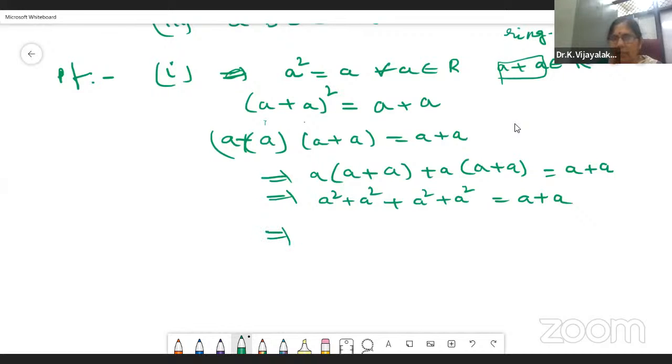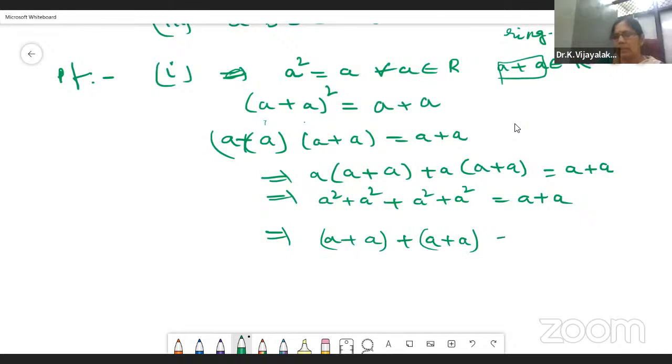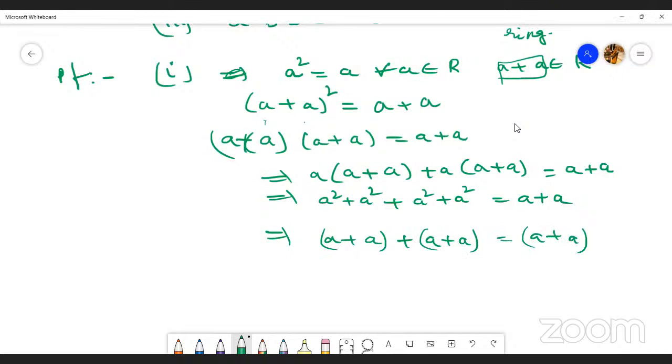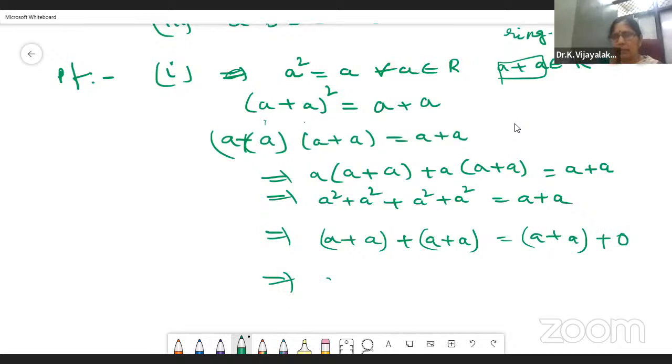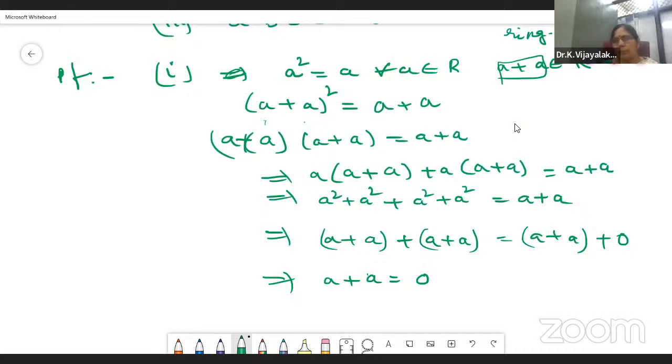Tell me what is A square again? A only. So A plus A, again plus A plus A, is equal to A plus A plus 0. You can apply the left cancellation law so that you get A plus A equals 0. So in a Boolean ring, A plus A is 0, because this result we are going to use in commutative algebra at several places.